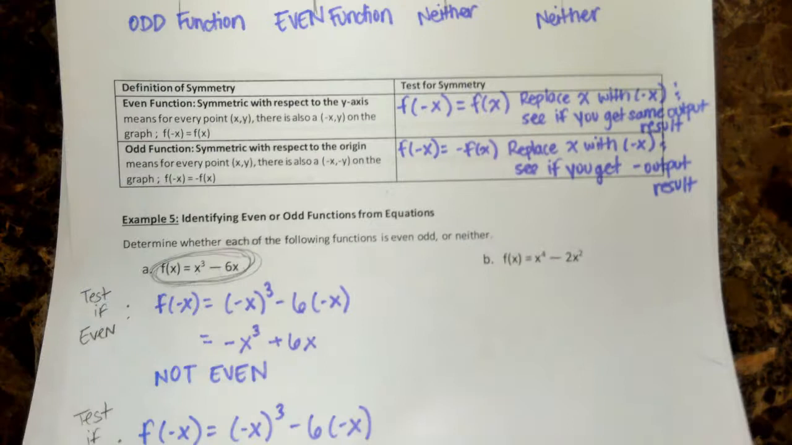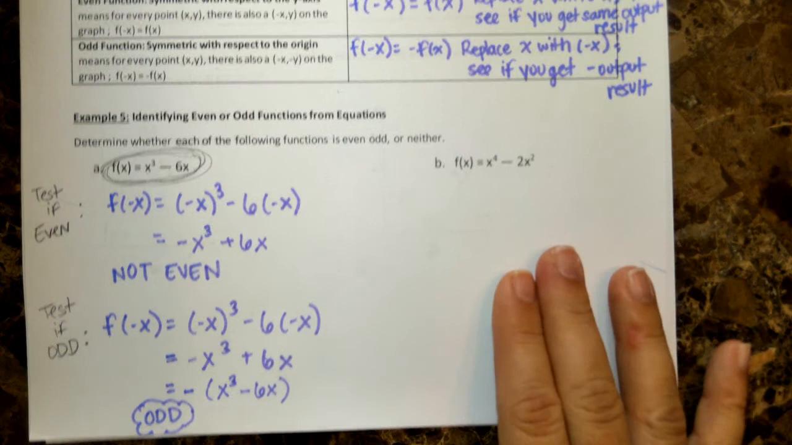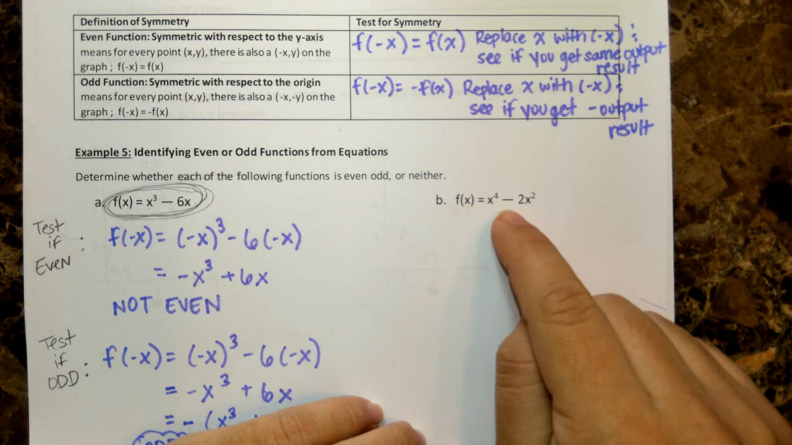So we're going to do another example. You're more than welcome to do the algebraic method for the next couple of problems, or even the graphing method if you want to use a graphing calculator. I'm going to just show you one more method to tell if something is an even or odd function. Now, if you look at this next function, we don't have a graph. We just have the equation f of x equals x to the fourth power minus 2x squared. Now, f of x is just a fancy way to say y.